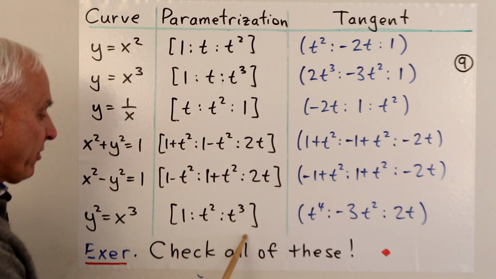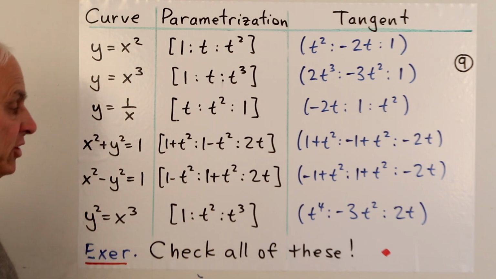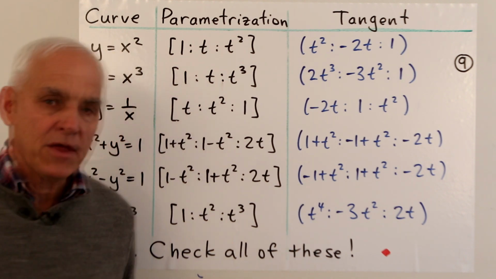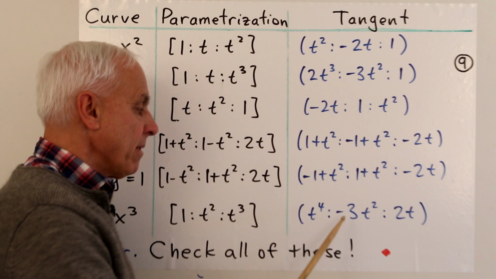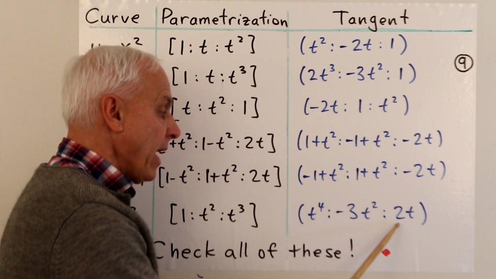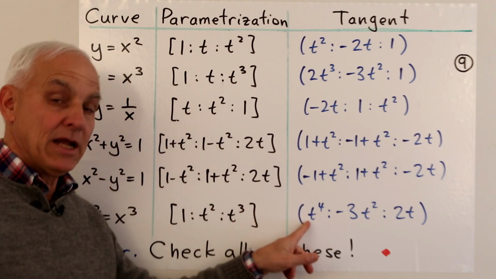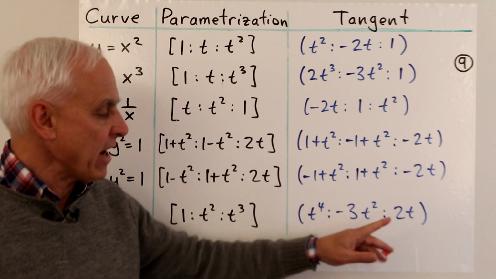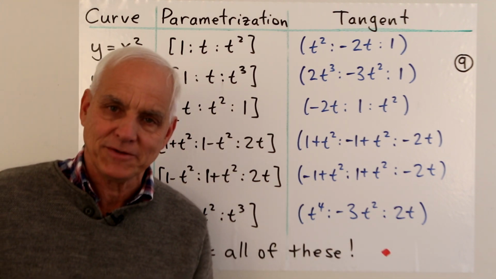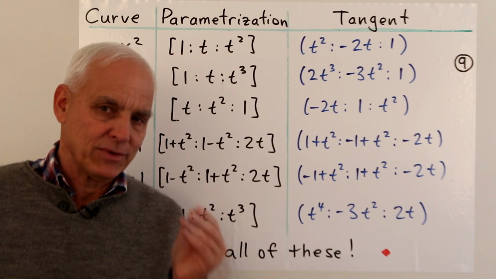It has this parametrization. X is t squared and y is t cubed. And then in terms of that parametrization, you can calculate that the tangent line has projective coordinates t to the fourth, minus 3t squared, and 2t. Now there's something a little bit interesting and subtle that happens with this one. You might think, well, wait a minute, there's a common factor of t here, why don't we cancel that? Well, you can cancel that common factor as long as t is not equal to 0.